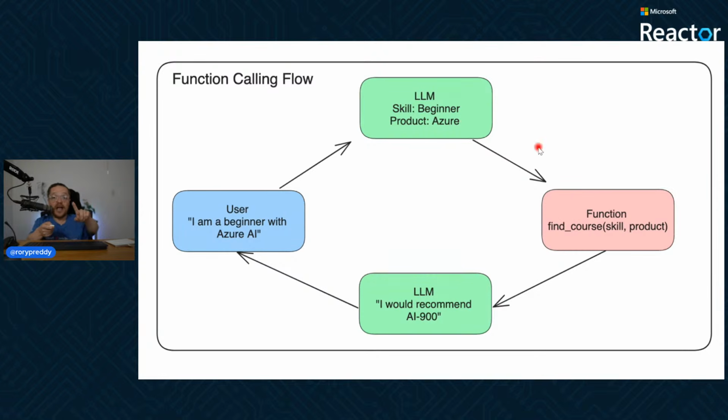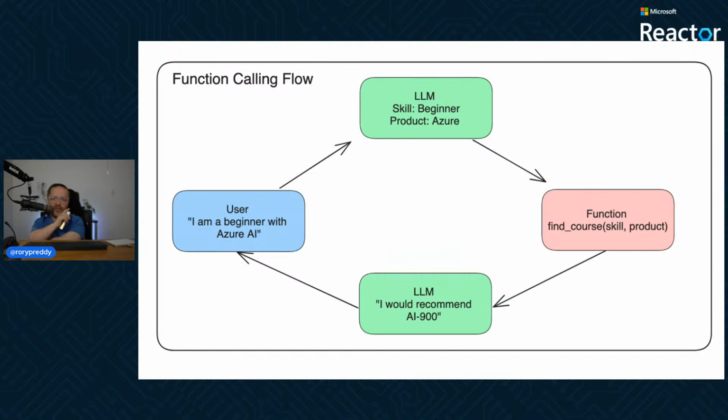Hey, guess what? I've got a function that's defined either locally, or you can even use an Azure function or a RESTful call, or as we're going to see next week, an MCP agent. And then it's going to return back, I would recommend AI-900, because it's called that, it's a fine course, and it's pulled out those parameters, beginner and also Azure.